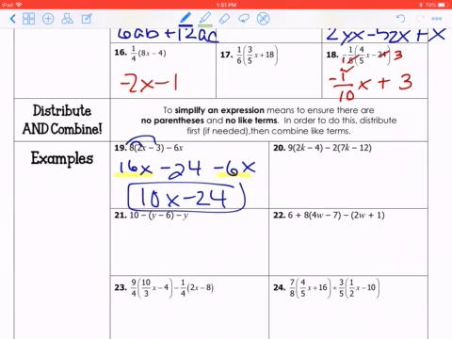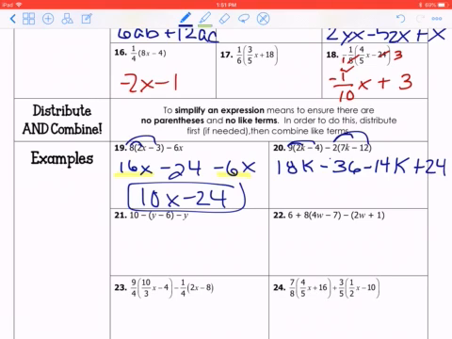We'll do number 20. So I'm going to take 9 times the 2k. That's going to be 18k. And then 9 times negative 4 is a negative 36. Now this minus 2 here, we have to distribute it to everything. So negative 2 times the 7k is going to give me a negative 14k. And then negative 2 times negative 12 is a positive 24.